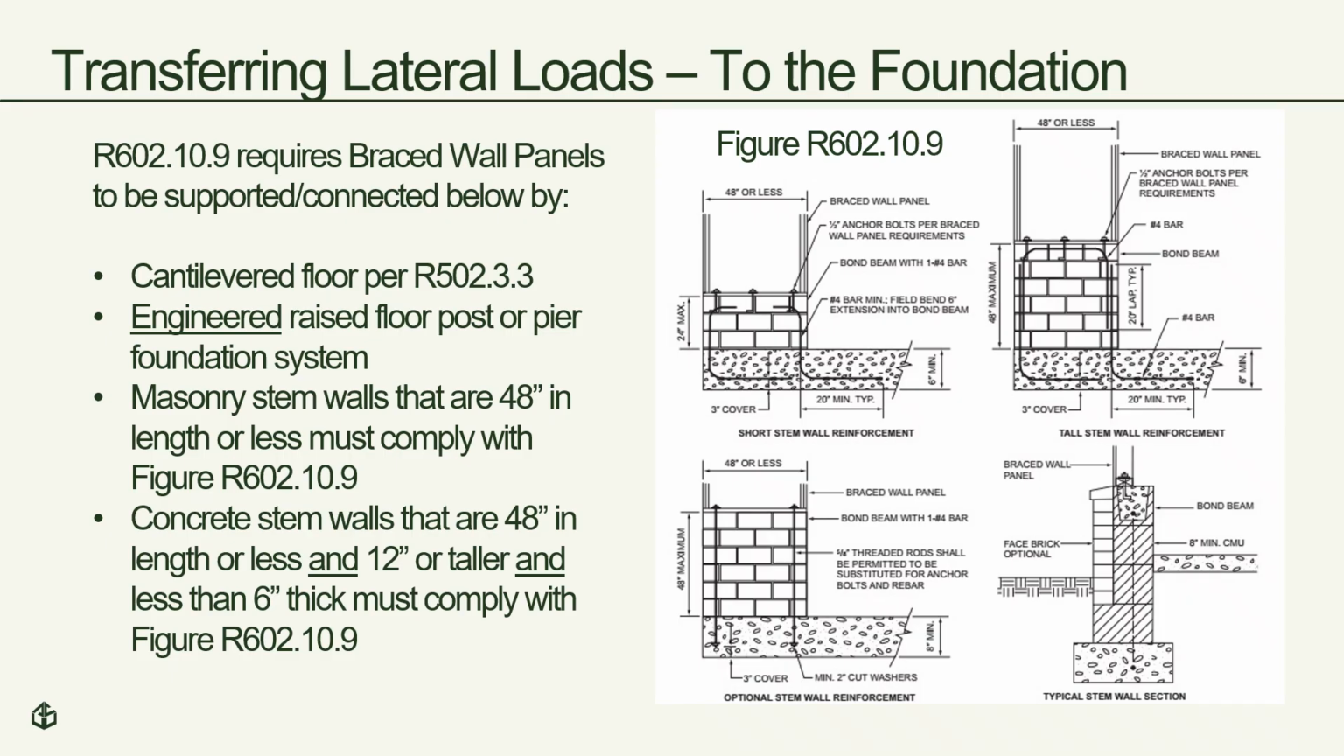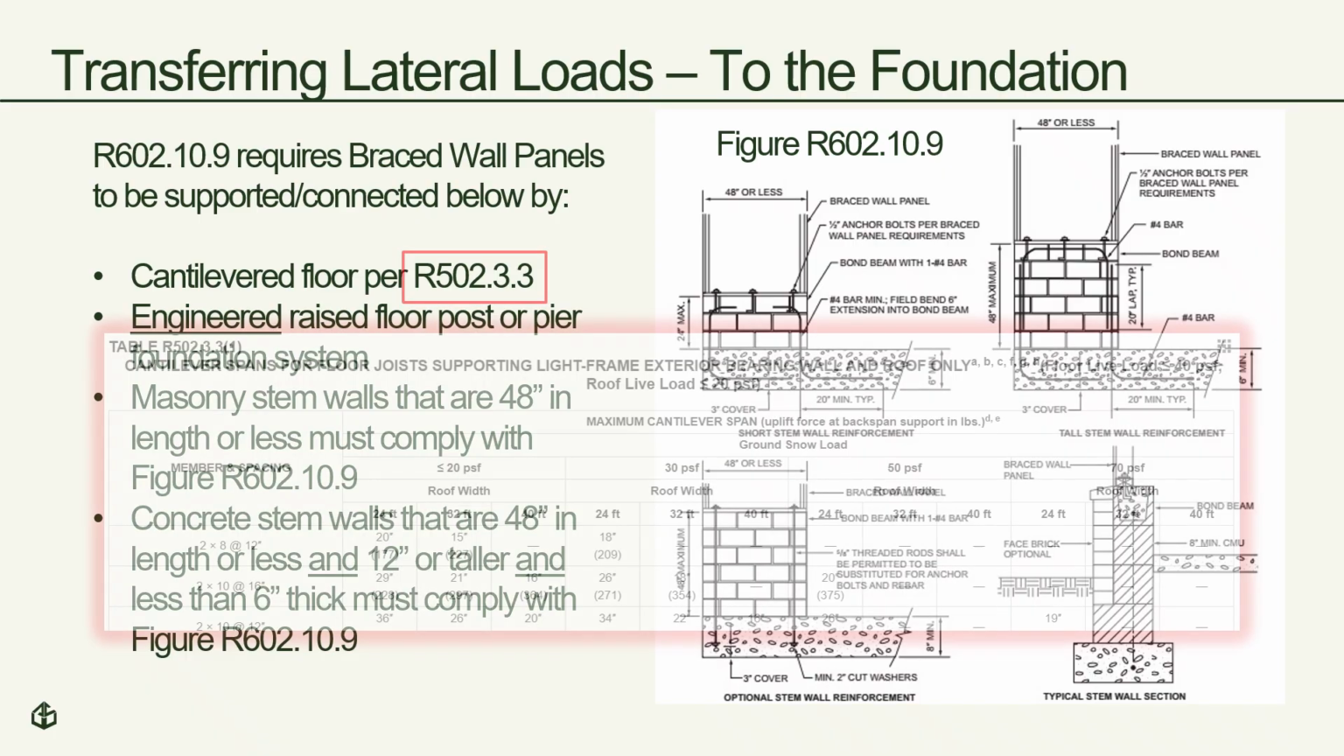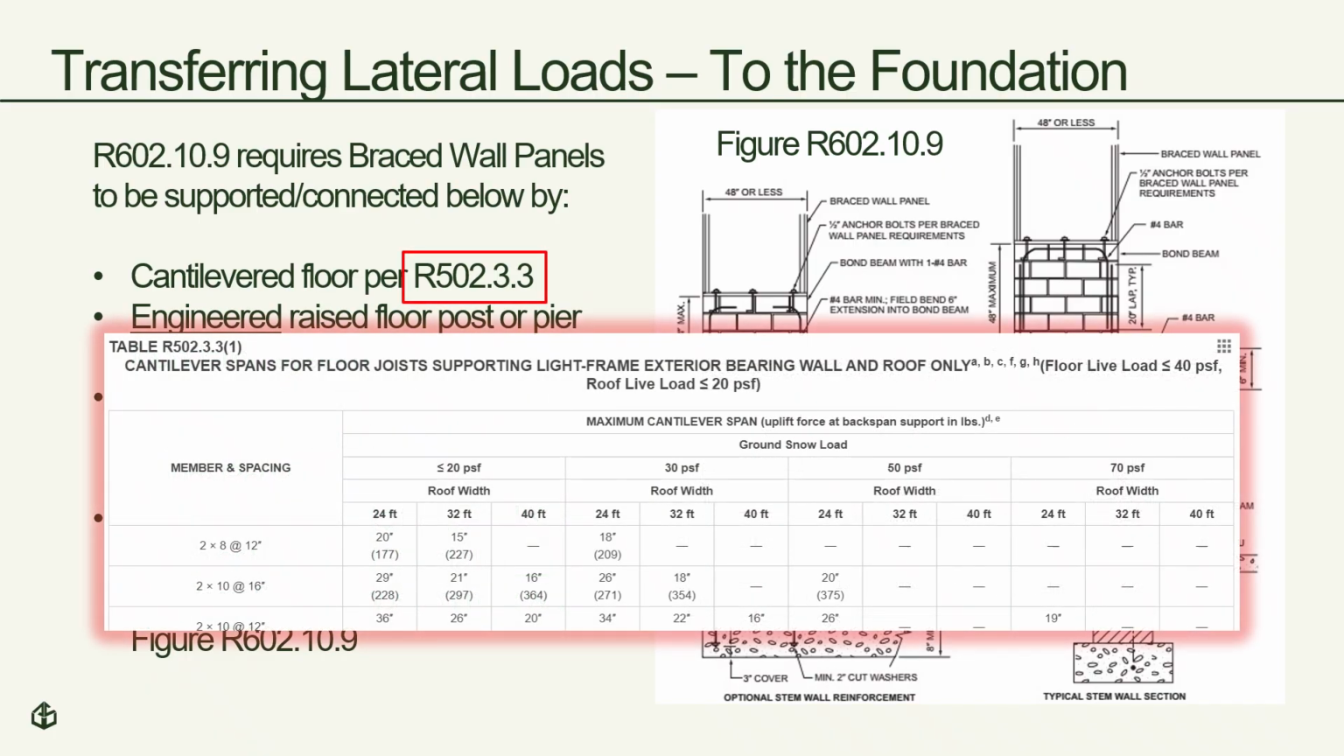R602.10.9 also allows the support of brace wall panels to be by cantilever floors in accordance with Section R502.3.3. This is not to be confused with the limitations for cantilevers in high seismic design categories that we discussed earlier, but rather the cantilever floor provisions referenced herein are the general requirements for cantilever floors. So while meeting this cantilever floor criteria is permissible for support of brace wall panels in general, if in a high seismic area, it must also meet those previously discussed limitations.